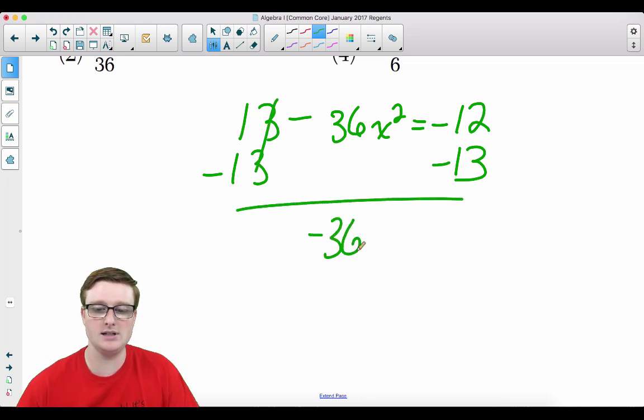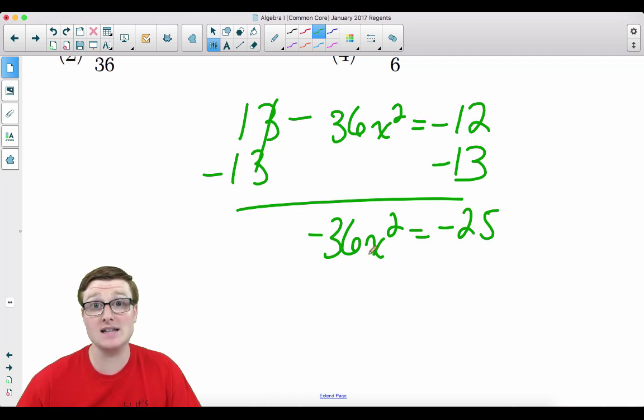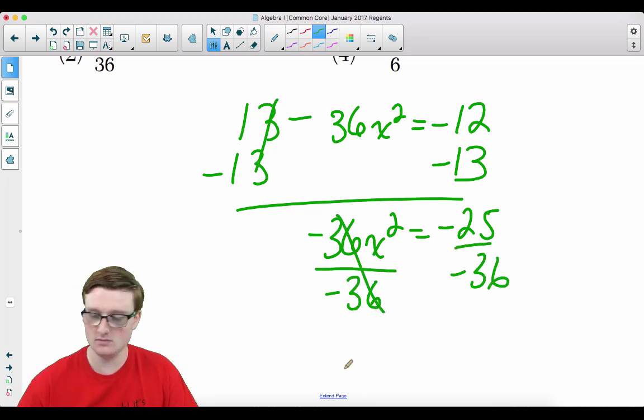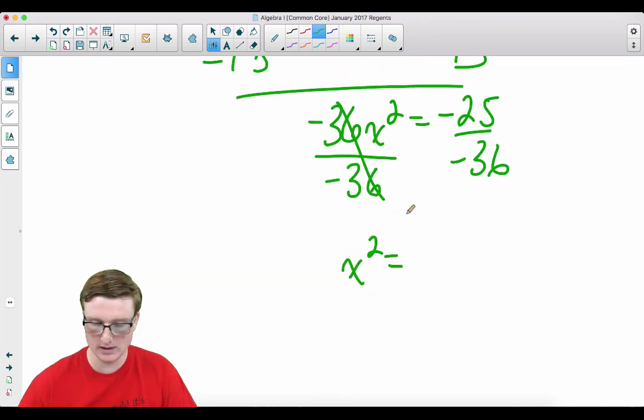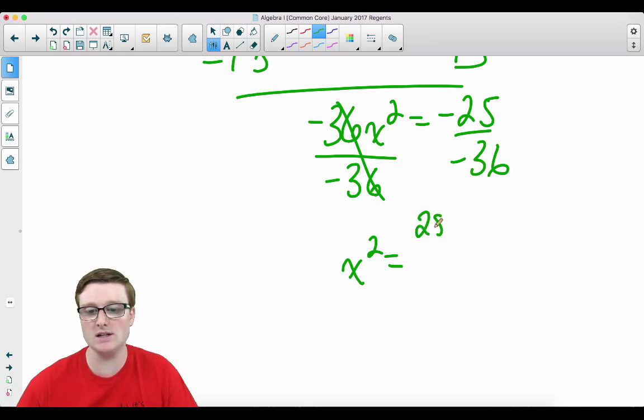We get negative 36x squared is equal to negative 25. Okay, now we need to solve for x. So we're going to divide by negative 36 on both sides, okay? From here, we get x squared is equal to, now let's see, negative 25 divided by 36. That is going to be positive 25 over 36, okay?